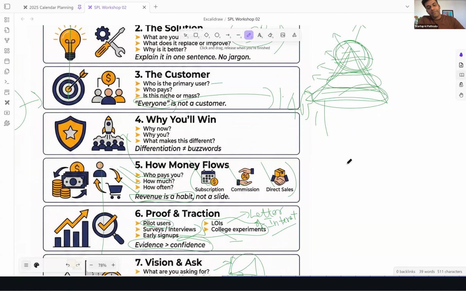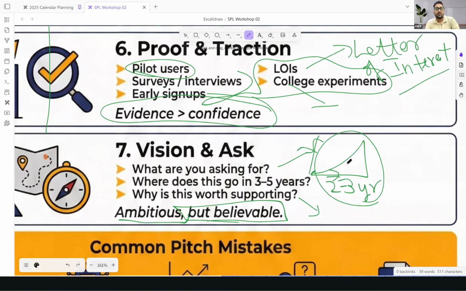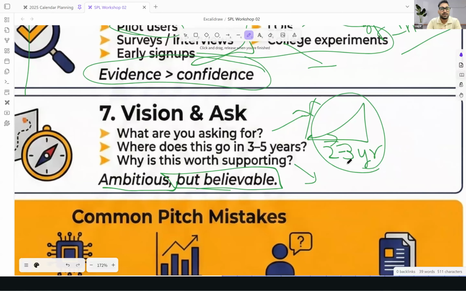Tell me. Yes, hi. So, I have a confusion actually. Suppose I go and ask that I need 1 crore rupees, and then I have to give, what will I do with it?